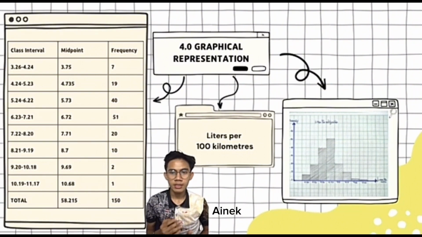Number 6, 8.21 until 9.19, midpoint 8.7, and frequency 10. Class interval number 7 is 9.20 until 10.18, midpoint 9.69, and frequency 2.